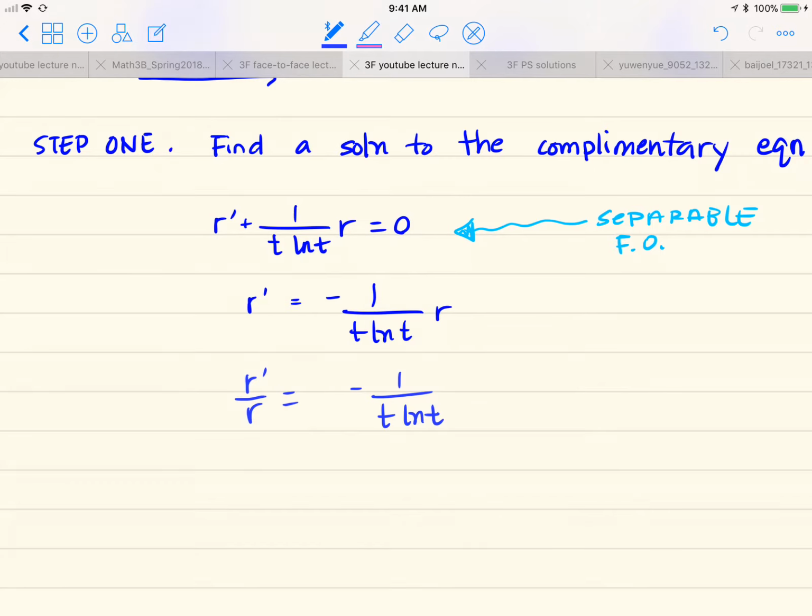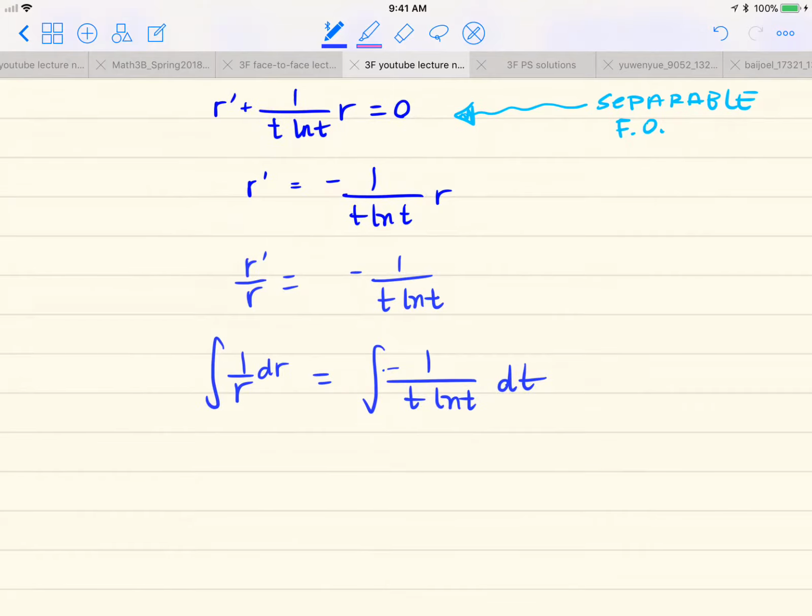For some reason, I enjoy doing the separation of variables method. You know, I really like it. It makes a lot of sense to me. All right, so let's rewrite this. We'll have 1 over r dr equals negative 1 over t natural log of t dt. And we're going to integrate both sides. Now this left-hand side is going to be equal to the natural log of r, and the right-hand side is negative natural log of t plus a constant.